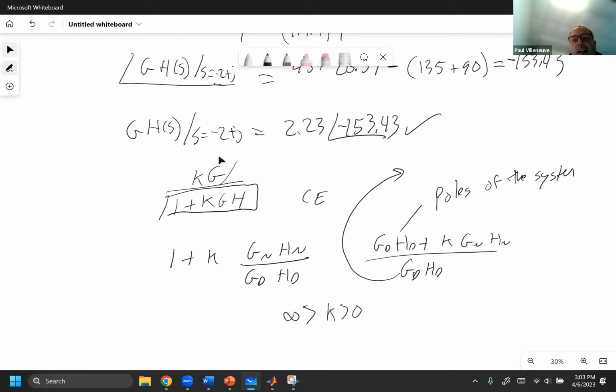As K is allowed to increase greater and greater, what ends up happening is these terms get to be a smaller part and these terms get to dominate. These are the zeros of the system.